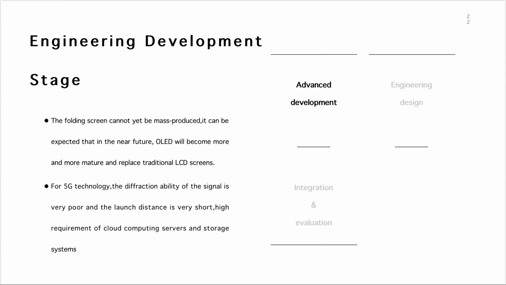And another challenge is 5G technology. It is a hot topic with many challenges. First, we need to know that the main requirements for 5G are high transmission rate, low latency, large-scale device connection, and bigger capacity. And the main problem of 5G technology is that the diffraction ability of the signal is very poor, and the launch distance is very short. It needs many more base stations than 4G technology. And another problem is the high requirement of cloud computing servers and storage systems, since for 5G technology, the transmission data will be much larger than before.